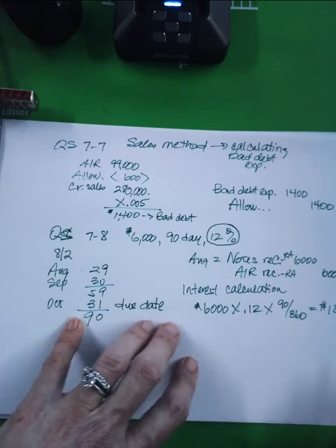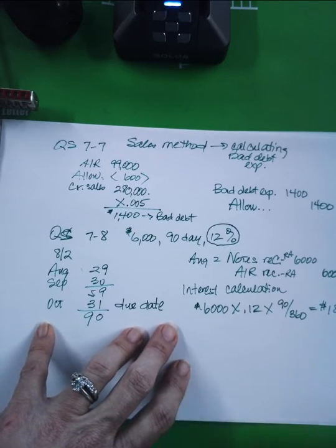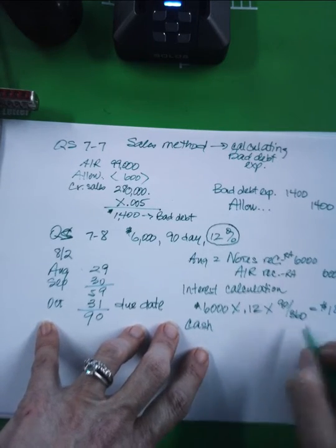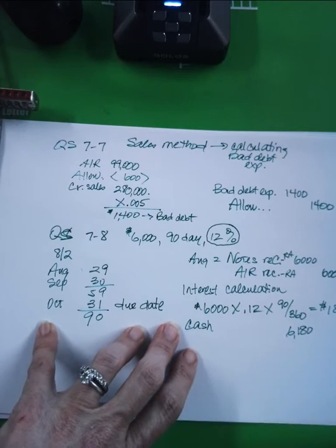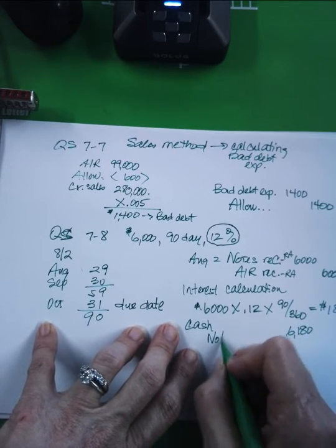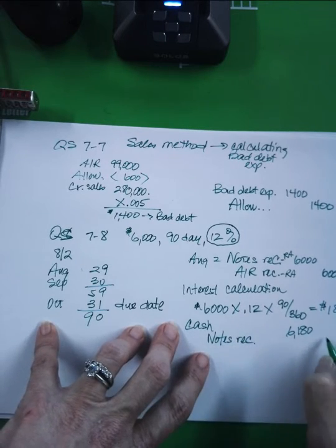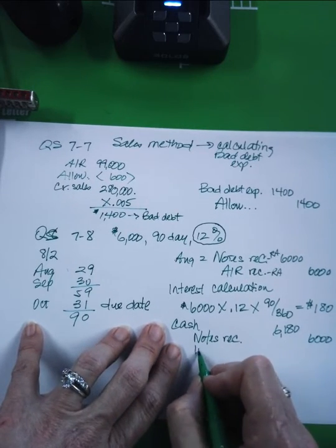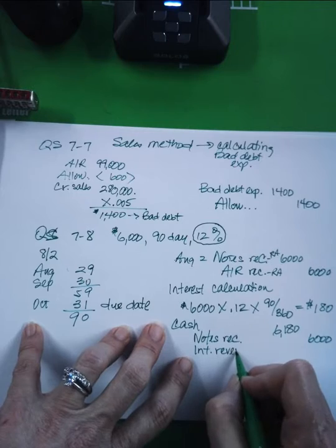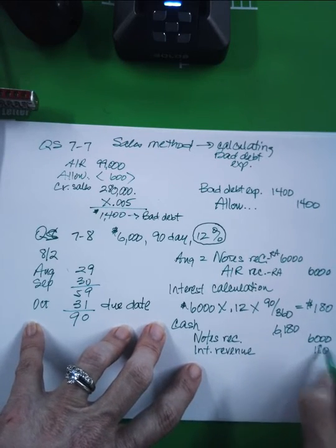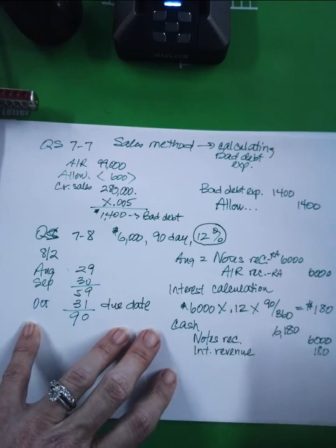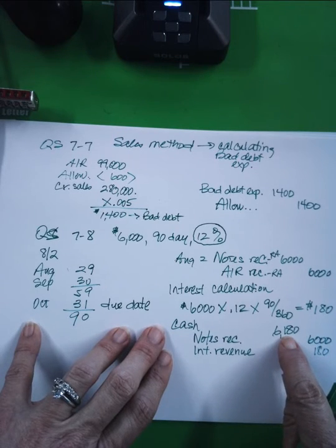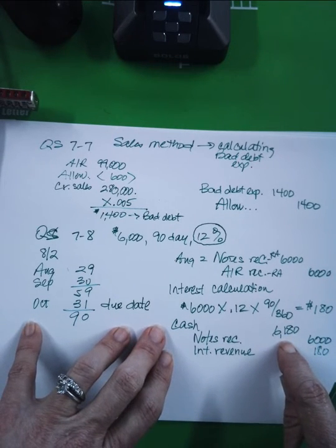Then that means that when they pay us back, we're going to get cash of $6,180. And we're going to credit the notes receivable for the $6,000 of principal that they owe us, and we're going to credit interest revenue for $180. Doesn't that make perfect sense with what you know about making journal entries so far? Always start with what you're getting in, and they're going to have to bring us a check for $6,180.